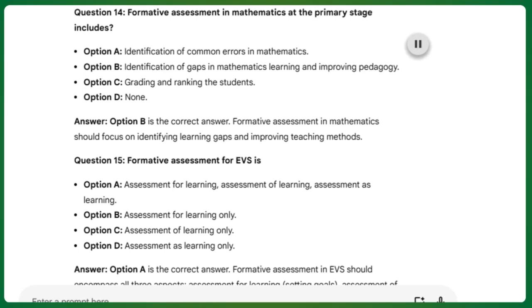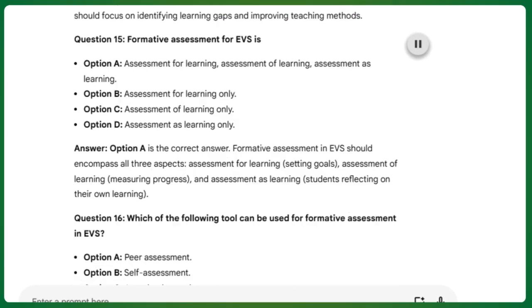Question 15. Formative assessment for EVS is Option A, assessment for learning, assessment of learning, assessment as learning. Option B, assessment for learning only. Option C, assessment of learning only. Option D, assessment as learning only. Answer. Option A is the correct answer. Formative assessment in EVS should encompass all three aspects: assessment for learning, setting goals; assessment of learning, measuring progress; and assessment as learning, students reflecting on their own learning.